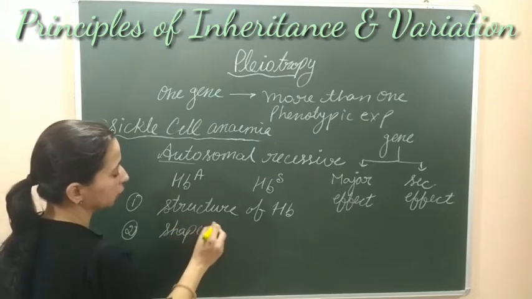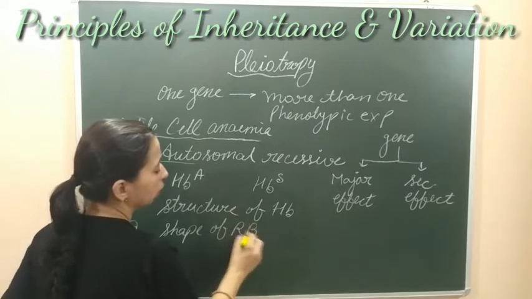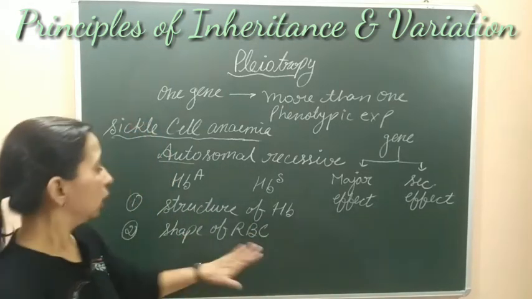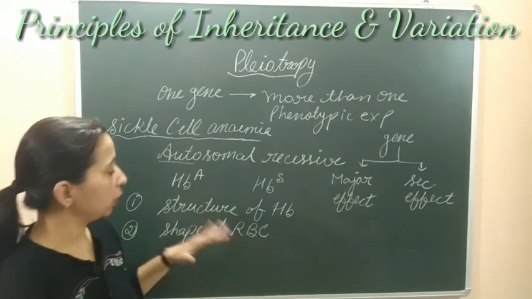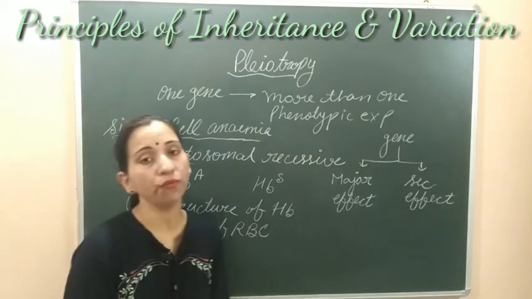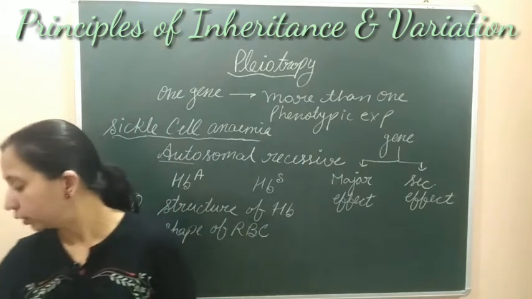These two characters are controlled by the same gene. That is the same gene, the HBA, is also controlling the structure of hemoglobin, and it's also controlling the shape of RBC. Now let's see what happens during this disease.